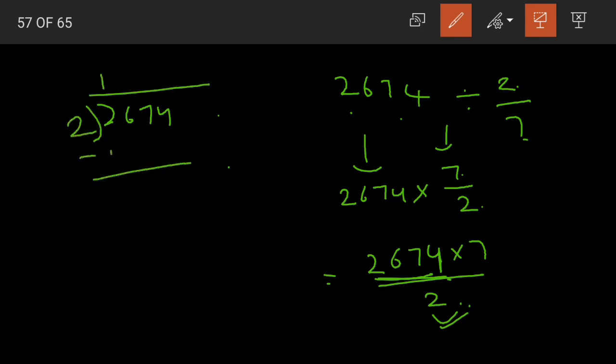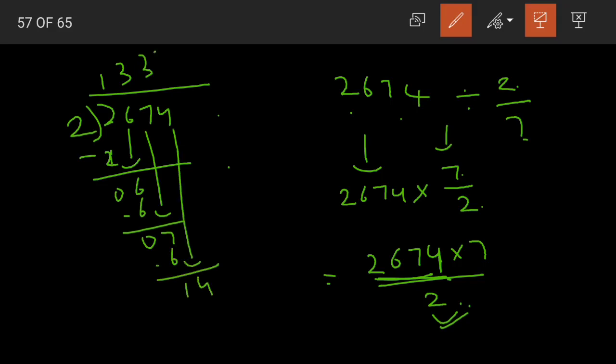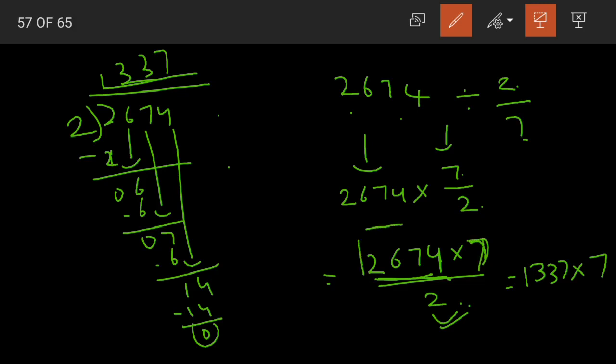2 ones are 2. We have 6 brought down. 2 threes are 6. 7 brought down. Again 2 threes are 6. When we subtract, 1 is remaining. 4 brought down. 2 sevens are 14. When we subtract, 0 is our remainder. What is our answer here? 1337 into the number 7. Understood, children? First you can multiply these two together and then also divide by 2.